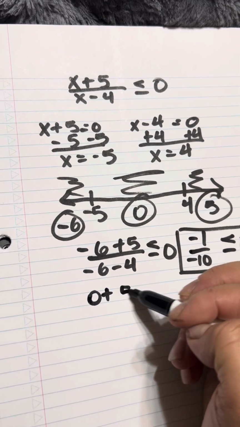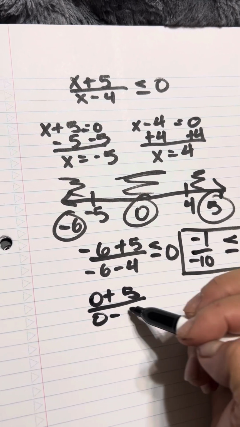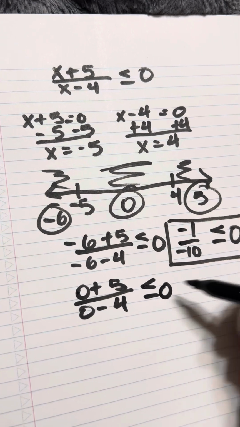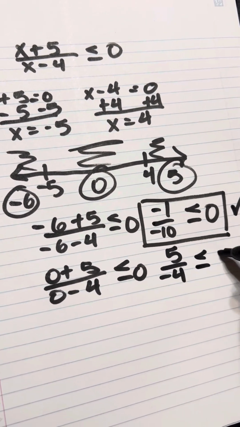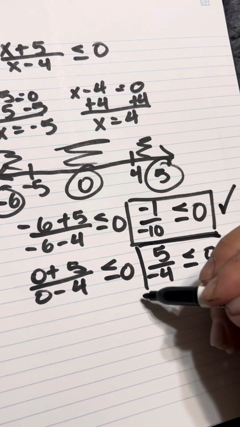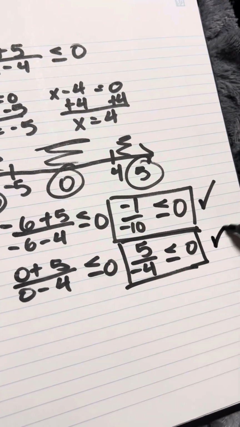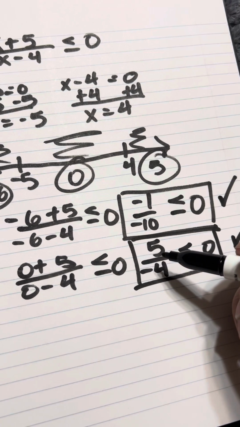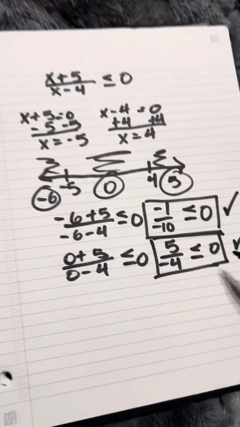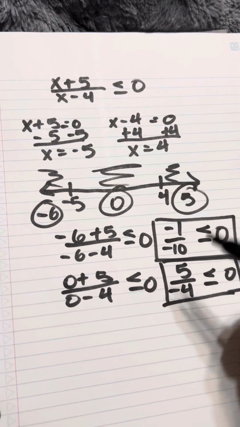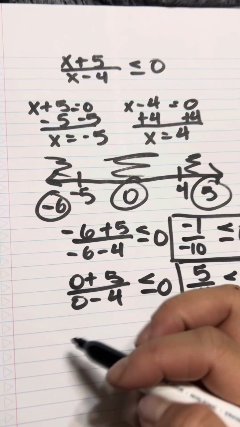So then now we have 0 to test out. 0 plus 5 over 0 minus 4 less than or equal to 0. We have 5 over -4 less than or equal to 0. Is that a true statement? Answer is yes. 5 over -4 is going to be a negative, and then that is going to be less than or equal to 0.